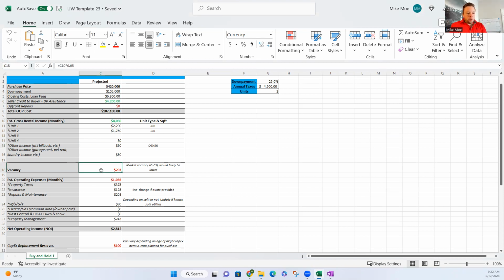Vacancy, you always want to estimate vacancy. Market vacancy at this point in time is anywhere from about 4.5 to 6%, depending on what part of the market that you're in. This is also one of those things with good management. You can, I won't say eliminate, but you can get very, very close to eliminating this.